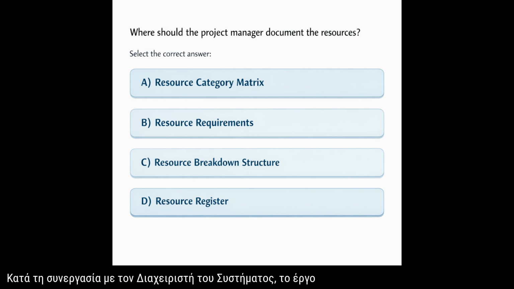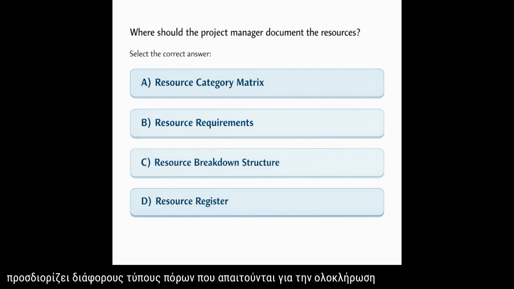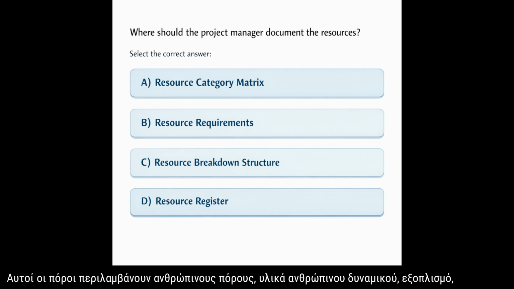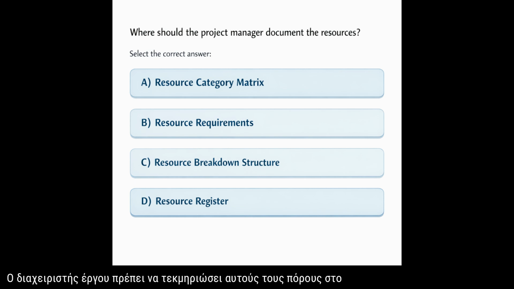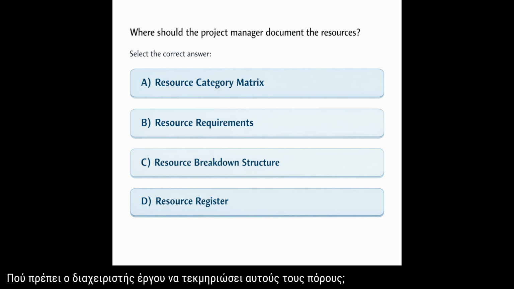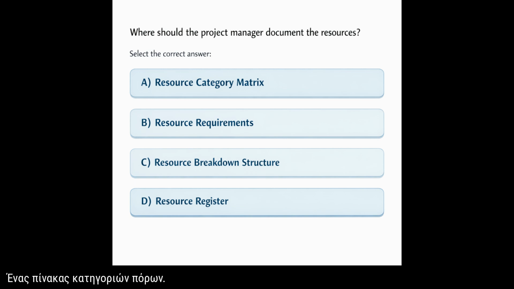While collaborating with the system administrator, the project manager identifies various types of resources required to complete the project. These resources include human resources (HR), materials, equipment, and consumables. The project manager needs to document these resources in the most appropriate tool to ensure proper classification and management. Where should the project manager document these resources? A. Resource category matrix, B. Resource requirements, C. Resource breakdown structure, D. Resource register.